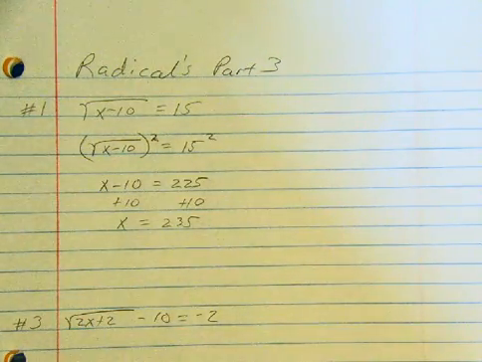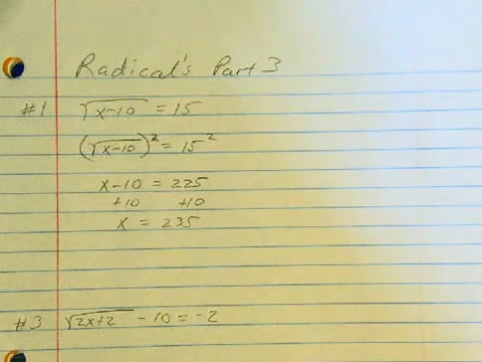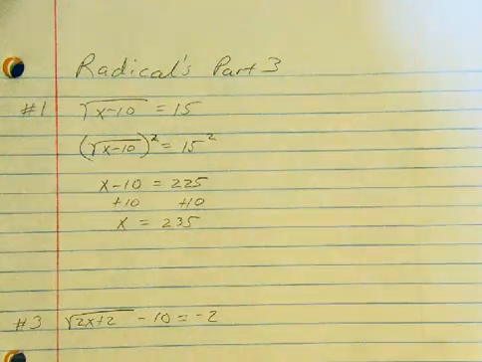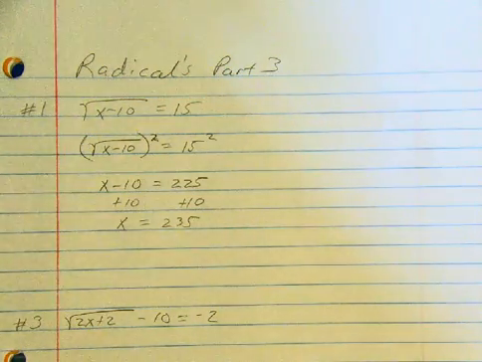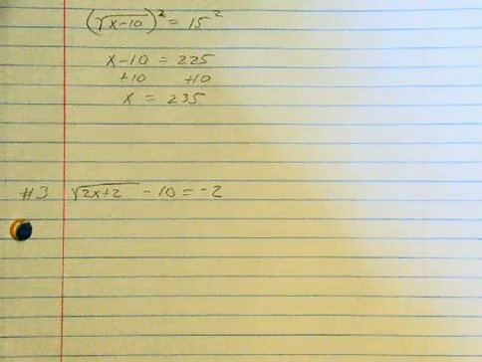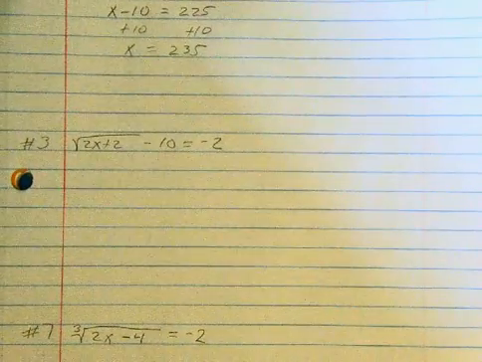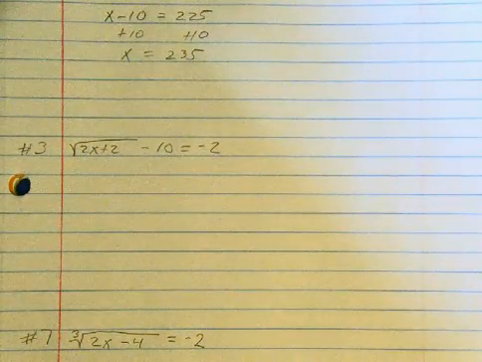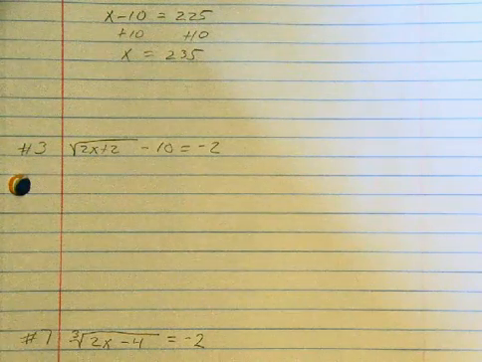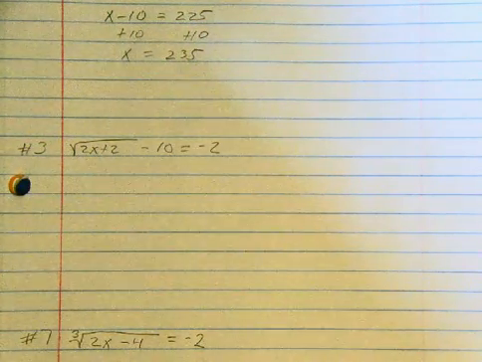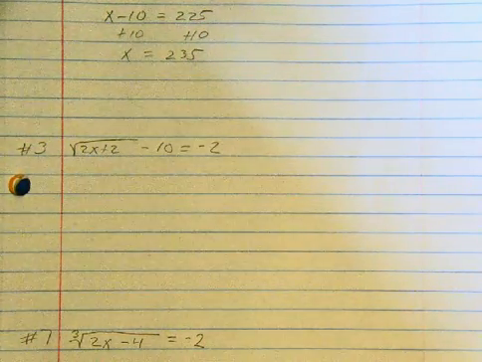Okay, all right. So that's the first type. That's the most basic one. Everything was underneath of our radical symbol. The next type that we have is like number 3. So for this one, we don't have everything underneath the radical sign. So we need to get rid of the stuff that's not under the radical first.